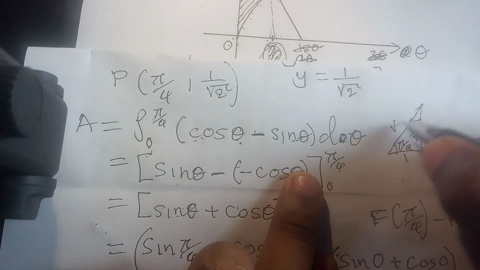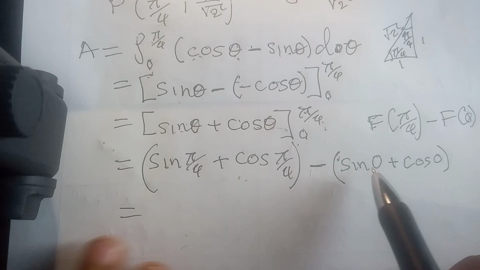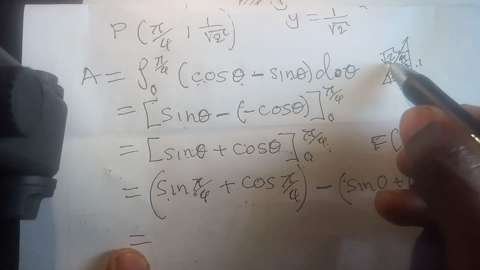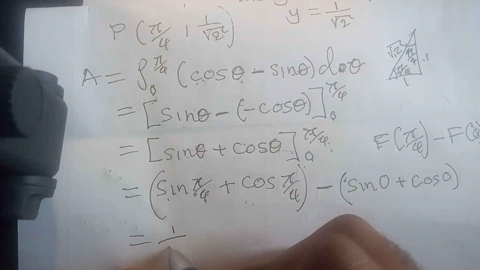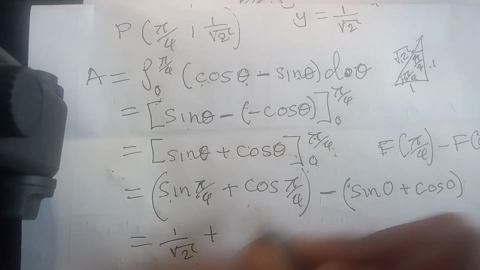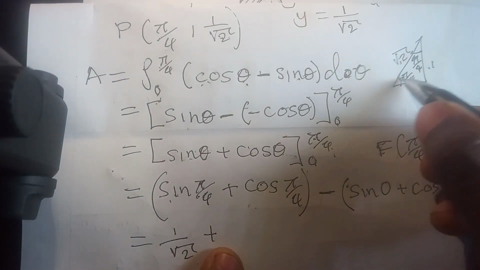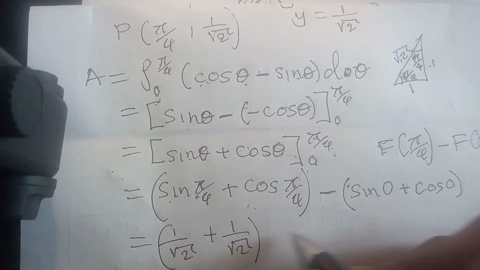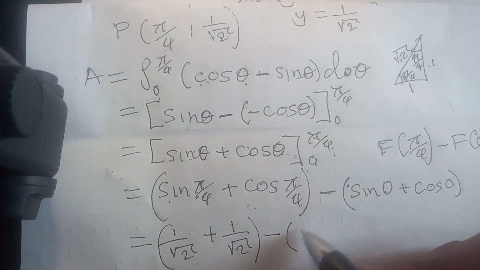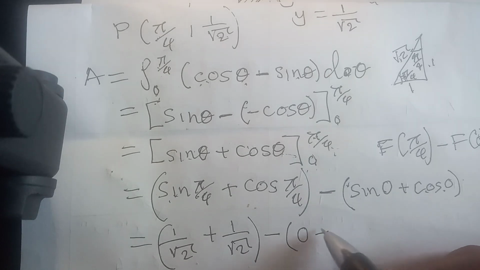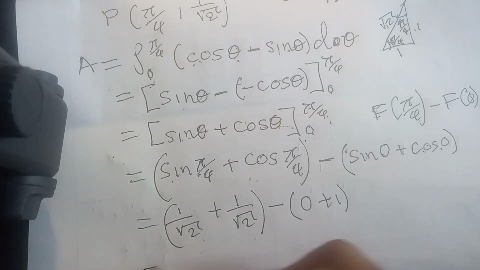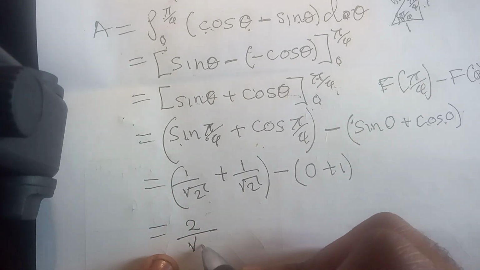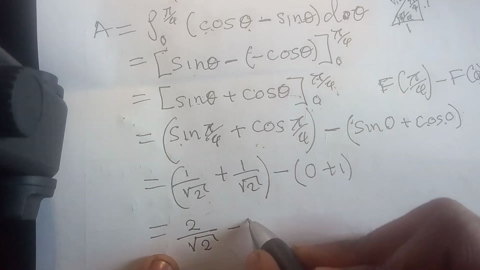where this is 45. So using this triangle, you can see that sine pi over 4 is opposite over this, which is 1 over the square root of 2, plus this is still the same thing because cos is 1 over the square root of 2. Then everything minus this is a 0, and then this is a 1. So now we can add these two. Then you have 2 over root 2 minus 1.